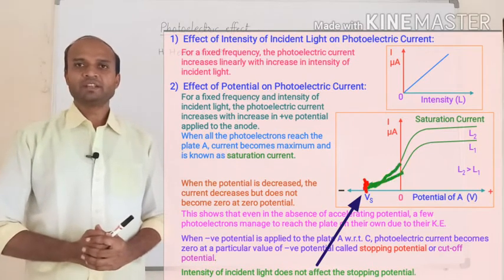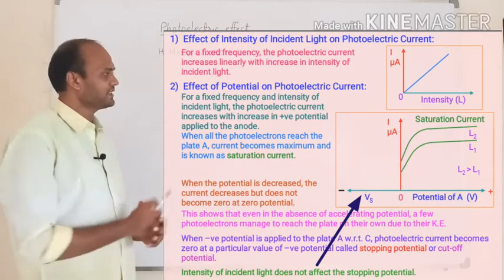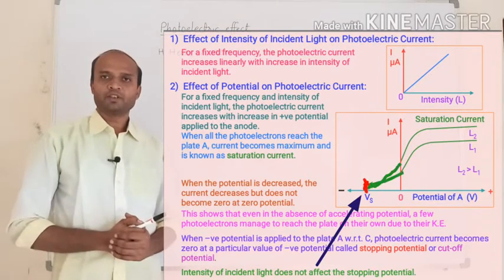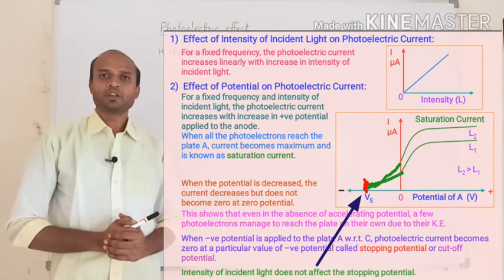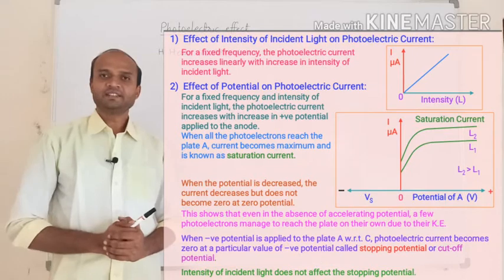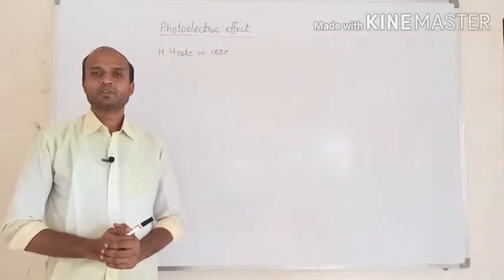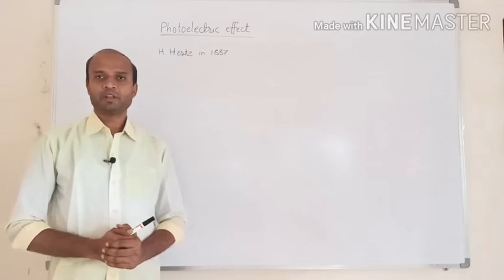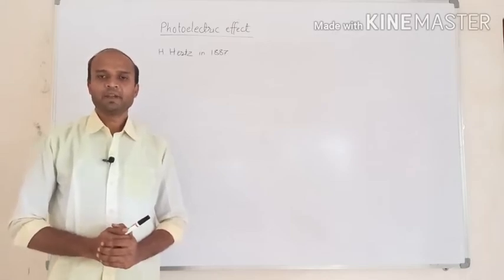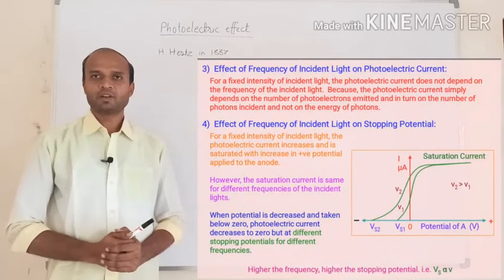Here you can see there is no effect of intensity on the stopping potential. Stopping potential is independent of the intensity of the incident light. So this is the effect of potential difference. Now we have to study the effect of frequency. What is the effect of frequency on a photocurrent?